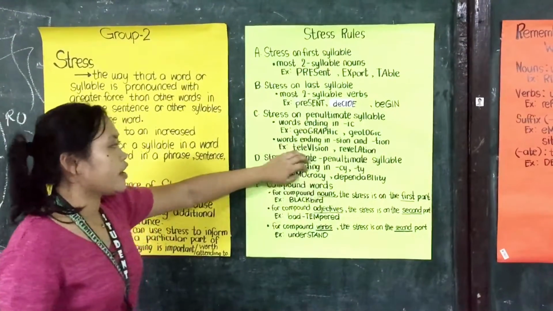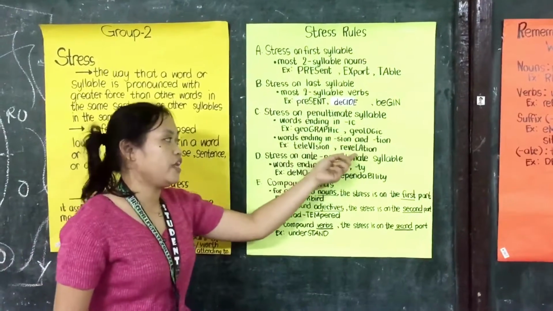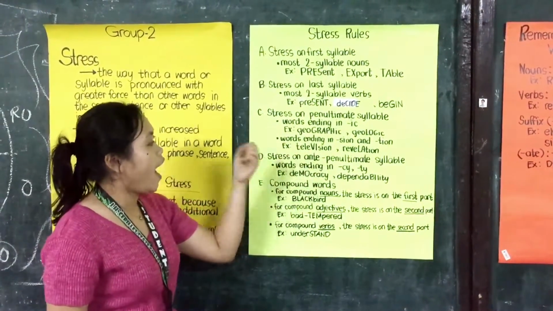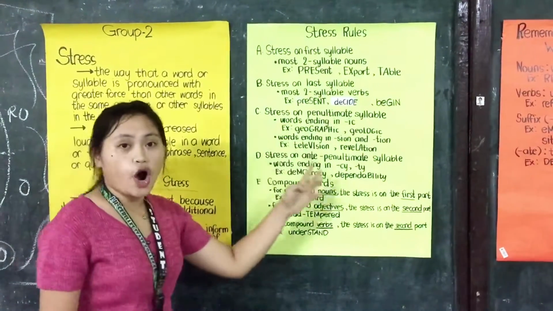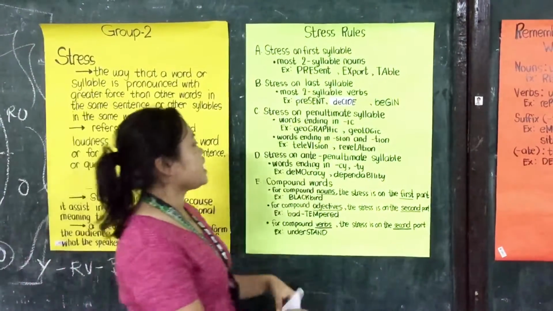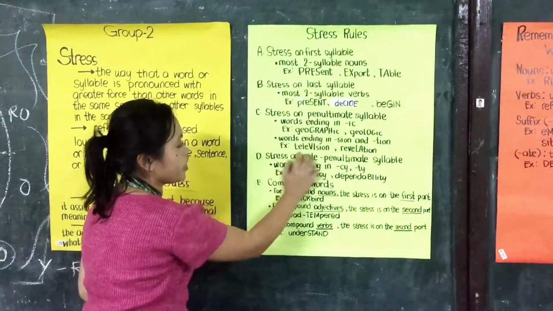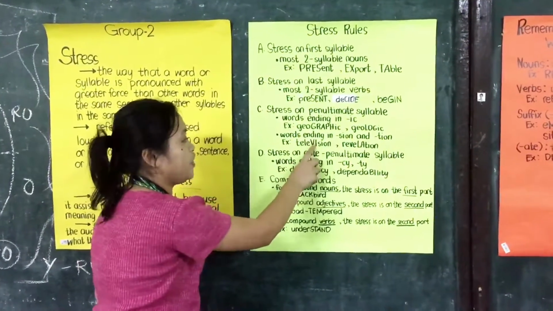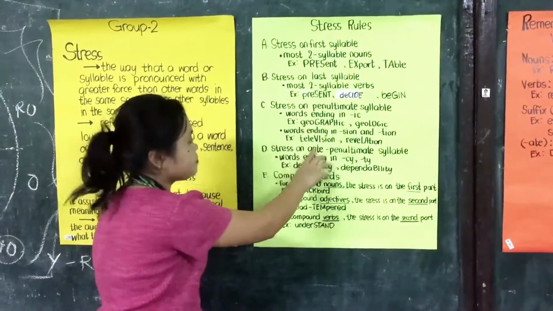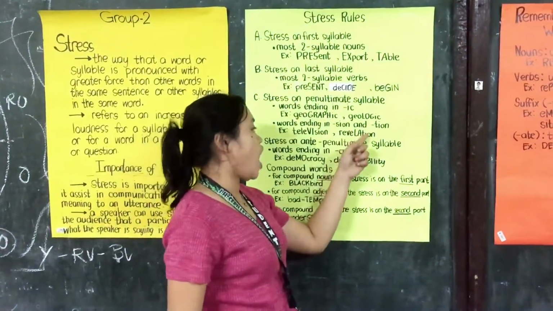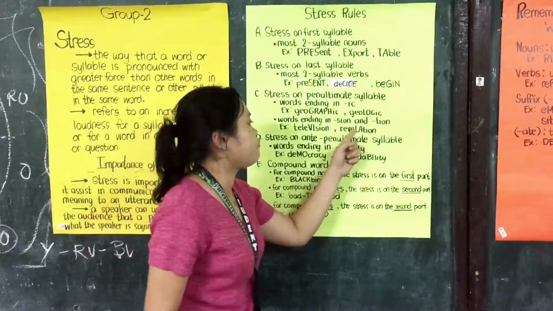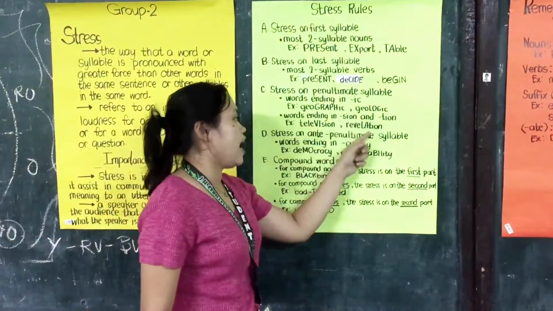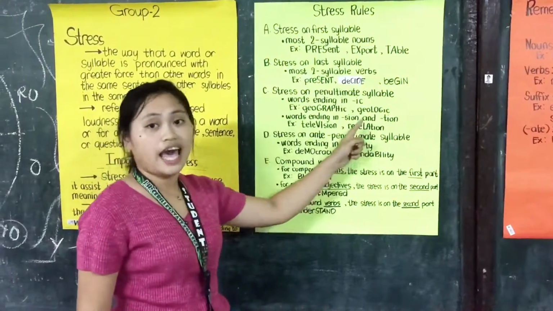So we have here television, revelation. Television has four syllables, and the stress can be found on the second to the last, the VI, television. Next is revelation. Also here we have four syllables, and the stress is located on LA, revelation.